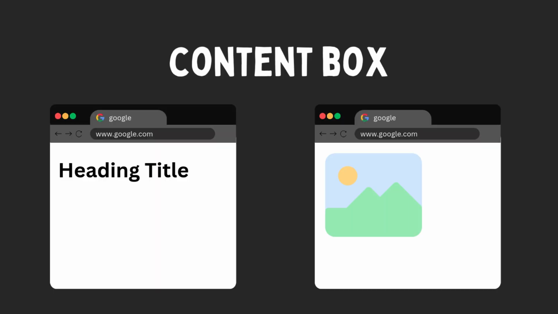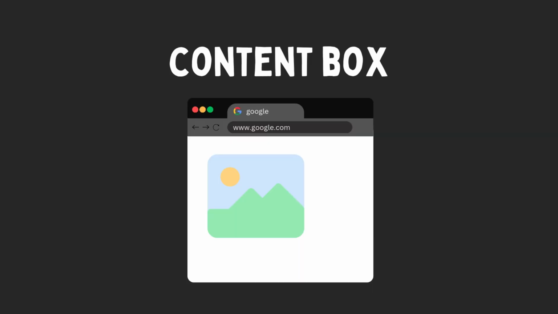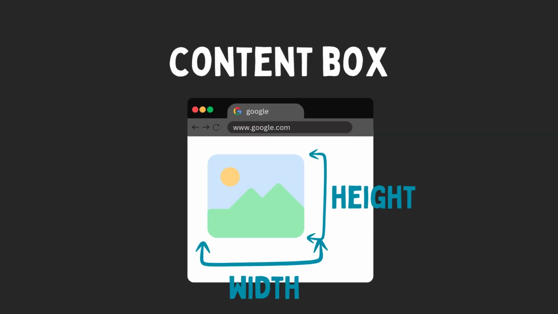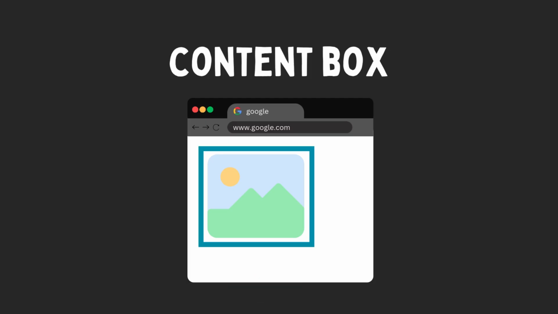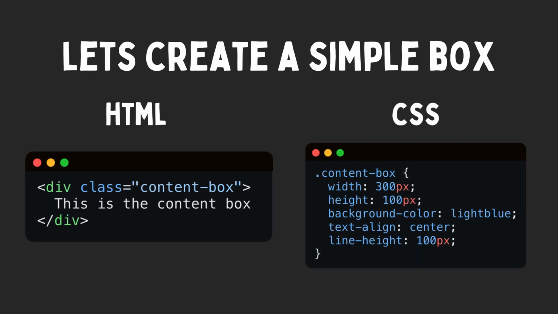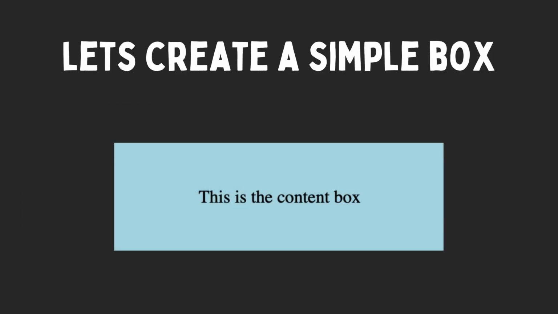The content box is the core of the box model. It's where the actual content of your element, like text or an image, is displayed. By default, the width and height properties in CSS only apply to the content box. Let's create a simple box with some content and style it. As you can see, the content box is the starting point of every element, but it doesn't look very interesting yet. That's where padding, borders, and margins come in.